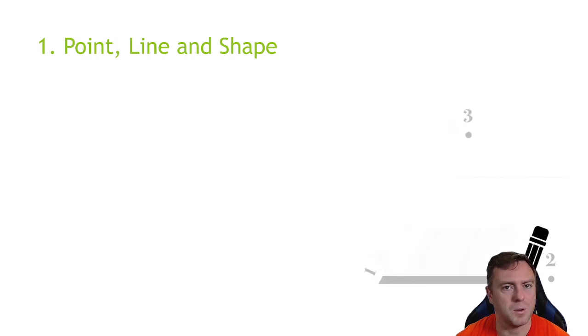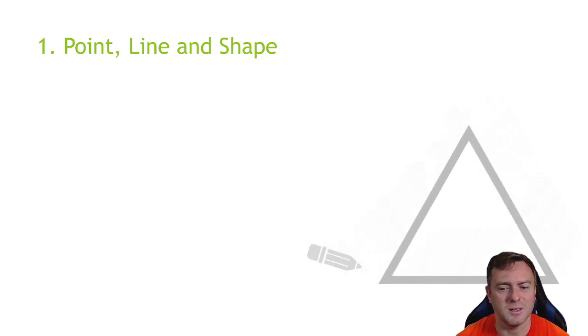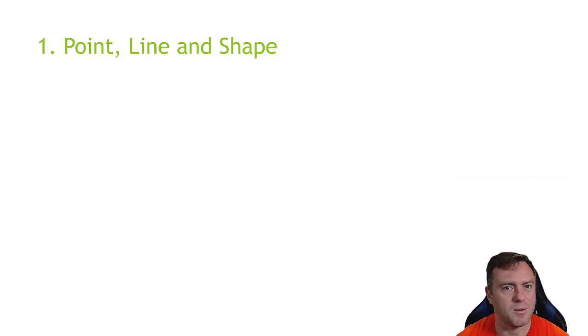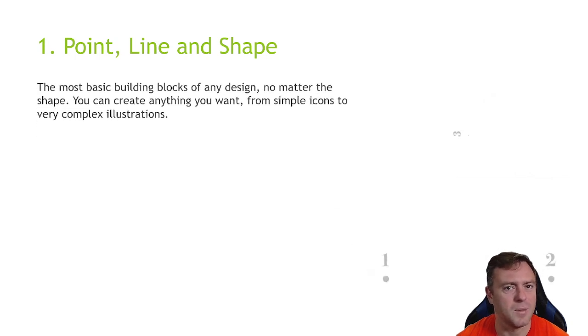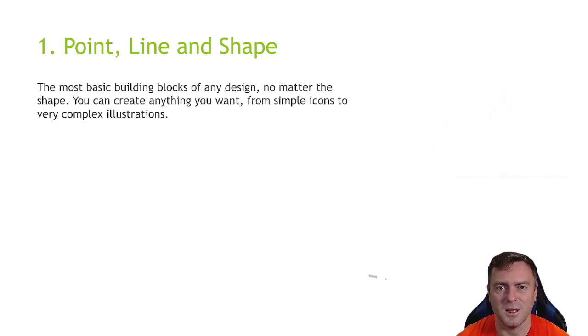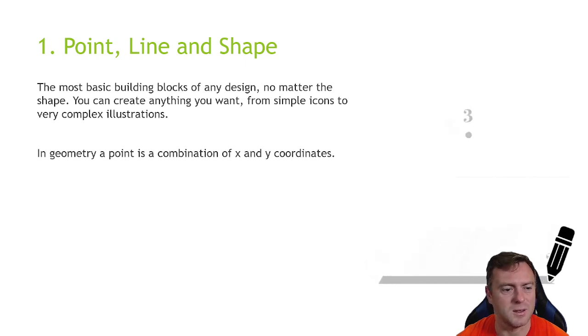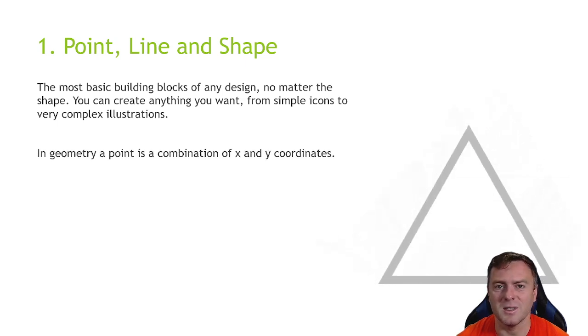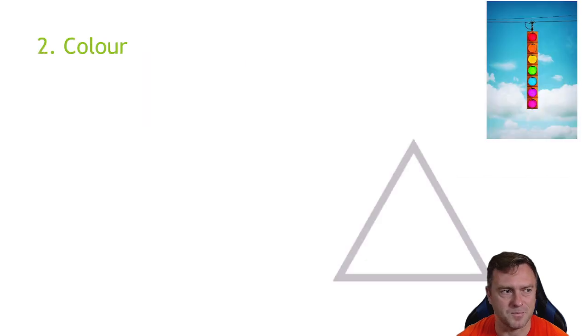So the points, line, and shape that you need to consider are the dots and how far away the shapes are spread apart from each other. So the most basic building block of any design. No matter what shape you do, these are the simplest things that you need to do, but they come together to make the more complex things. So in geometry, we always consider the X and the Y coordinates.